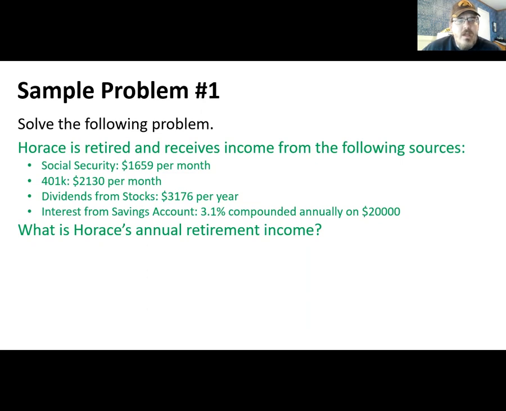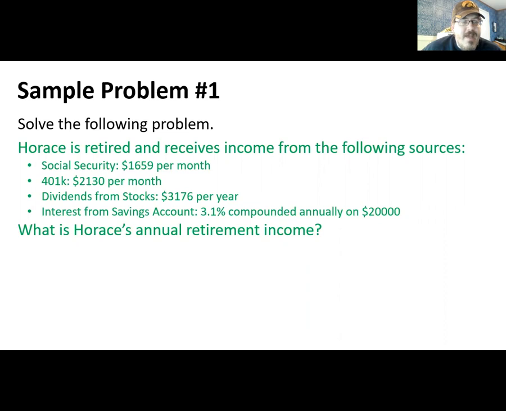In this situation, we've got four main ways that income can come in. Horace is receiving payments from Social Security, which, if you work and pay taxes, you paid into. Based on how much you paid in and how long you worked, that will have an impact on what amount you get in Social Security each month as a retiree. In this case, Horace is getting $1,659 per month from Social Security. Horace also worked for a company that had a retirement plan, a 401k, and from that he is earning $2,130 per month.